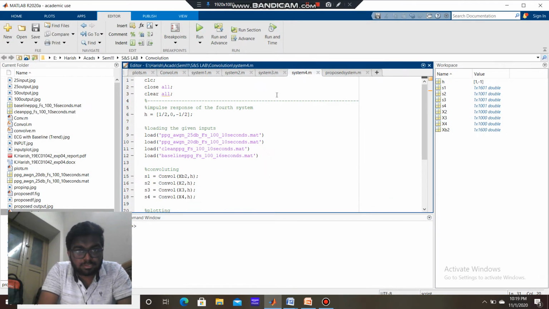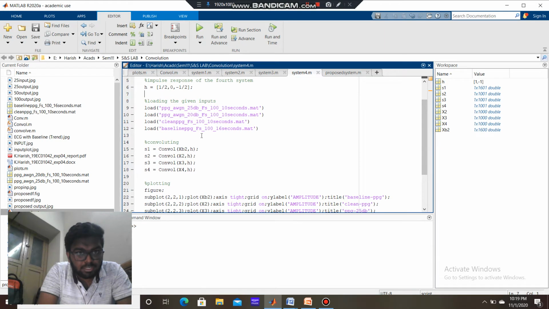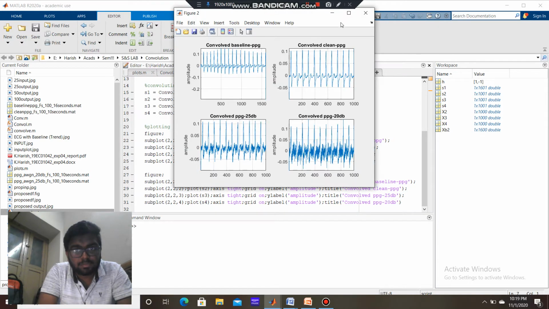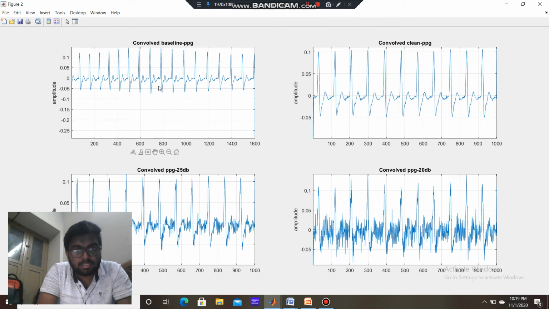Now coming to system 4, the impulse response of the fourth system is h equals 1/2 and -1/2. Similarly to the previous three, we load the given inputs, then convolve the given four signals with the impulse response of the fourth system, and then run it to look at the output. Here we can see the convolved output for the fourth system using its impulse response.